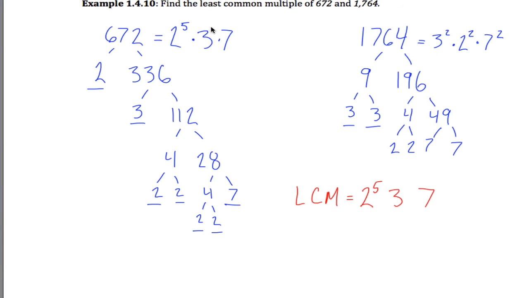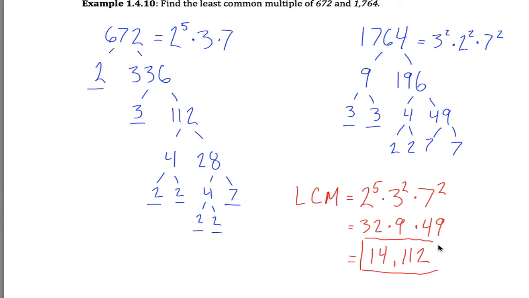And then with the 3's, I have 3 to the 1st power here and 3 squared here. So I'll have 3 squared in my least common multiple. And similarly with 7's, I have 7 to the 1st power here and 7 squared over here. So my least common multiple is 2 to the 5th power times 3 squared times 7 squared, which is 32 times 9 times 49. And with the help of a calculator, what you can see is that's equal to 14,112. So in this case, the least common multiple of 672 and 1,764 is 14,112.